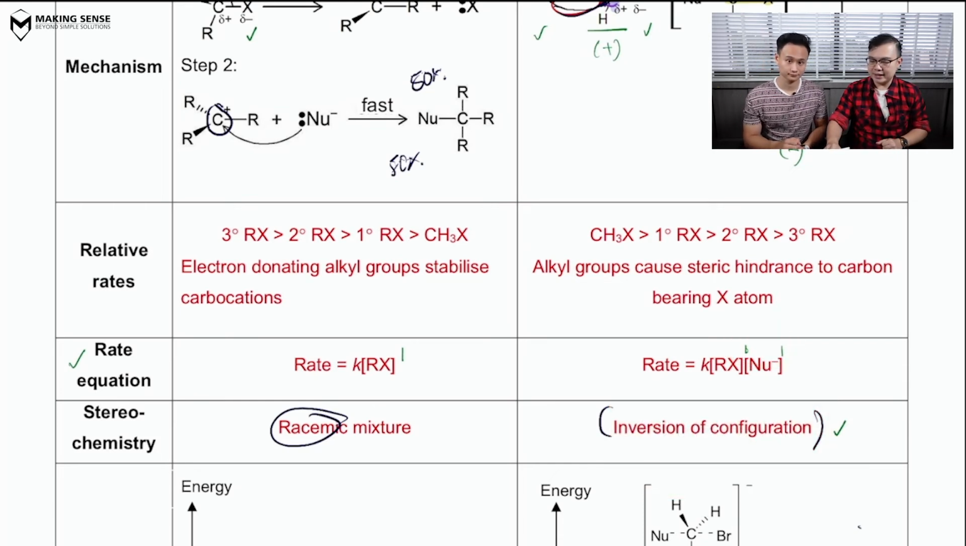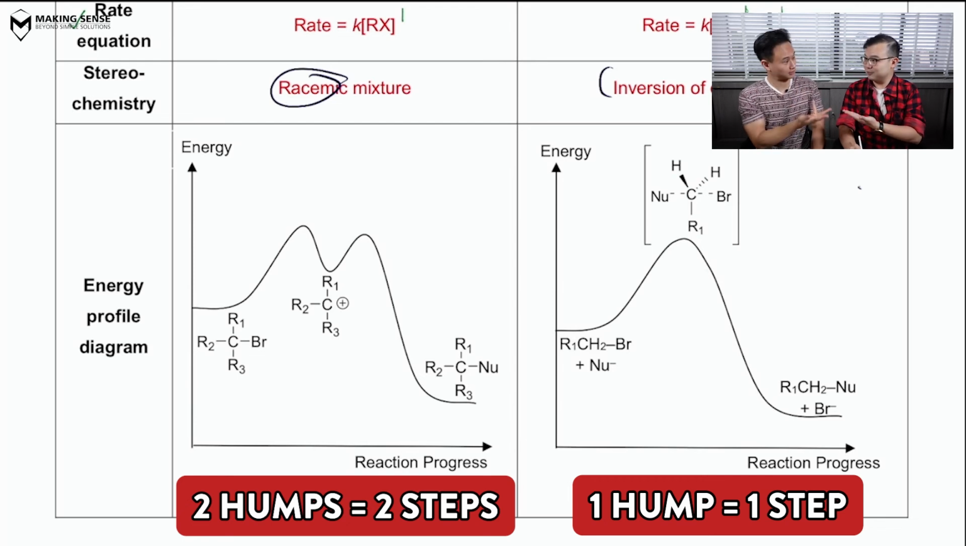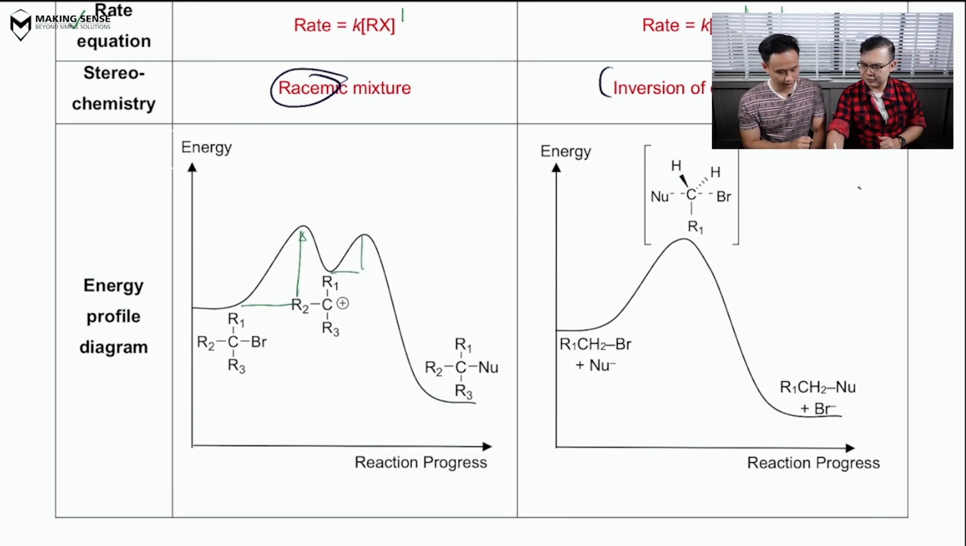Now let me link this back into your energy profile diagram at the bottom. An important aspect is that the number of humps that you see in the energy profile diagram corresponds to the number of steps. So for SN1, you see 2 humps because you have 2 steps. So there are going to be 2 activation energies. Why is the first activation energy higher? Because it's slow. If the activation energy is high, the step takes a bit slower. Slow step, that's why you get a higher activation energy. But for the second one, there's only 1 step, so you expect to only see 1 activation energy.